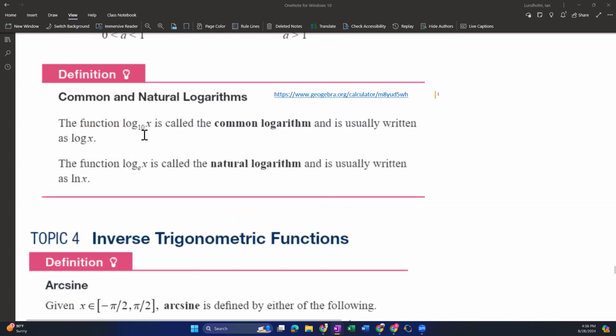Log base 10 is called the common logarithm. Log base e is called the natural logarithm, and we use ln of x a bunch in this course. The base e is super special to calculus. E to the x is the only function whose derivative is itself.